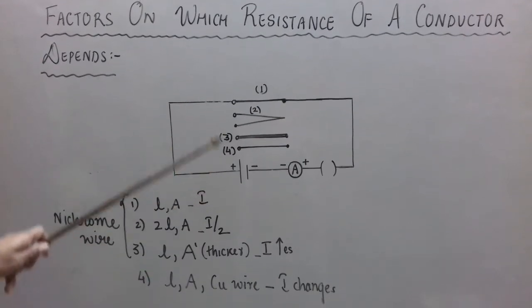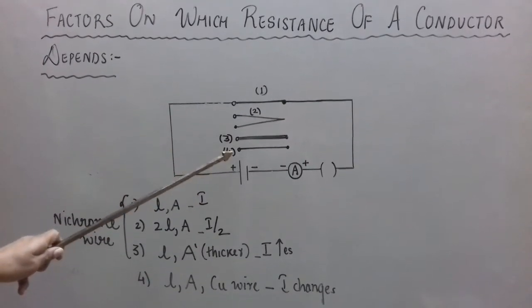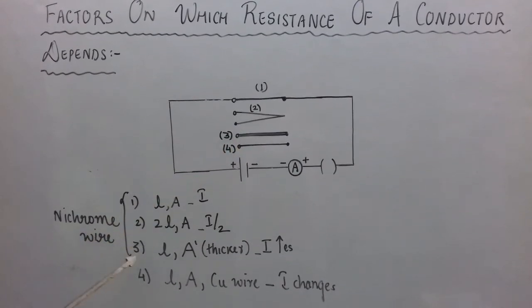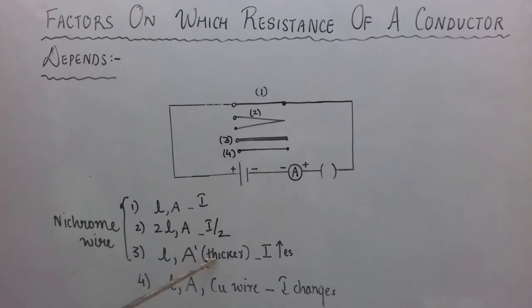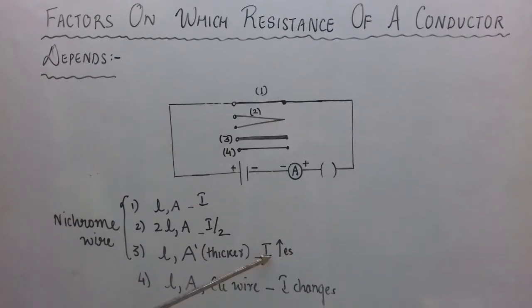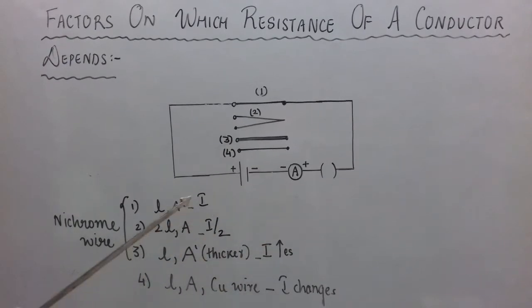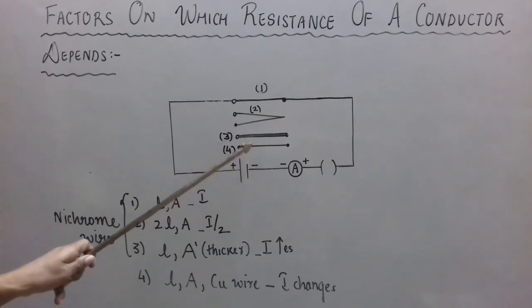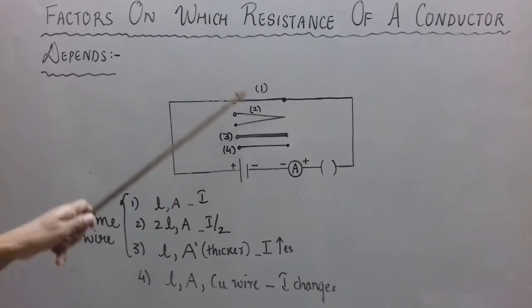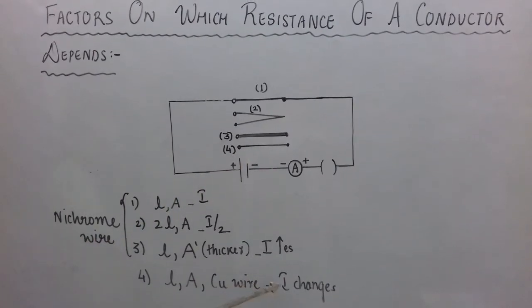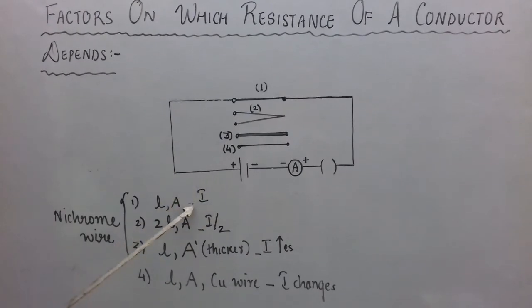Similarly, when you repeat this by connecting the third and then the fourth component, it will be observed that when you connect the third component, which is thicker than the first, then in that case current will increase. So here I will increase, meaning it will be greater than this I. Okay? And in the fourth case, when same length, same thickness is used but different material, like here copper wire is used, it will be observed that I changes, current changes. It means it is not the same as that of A.